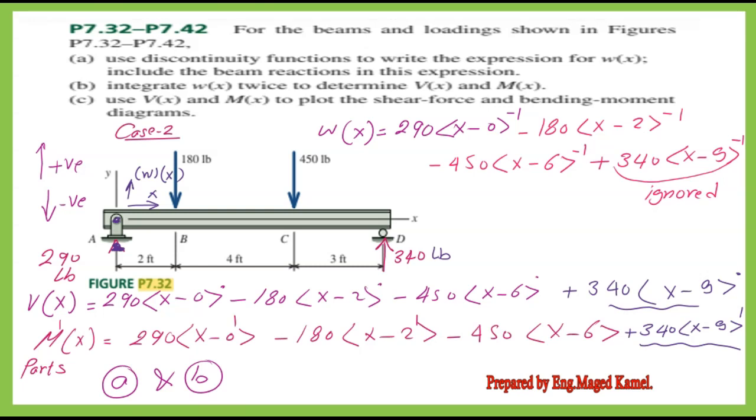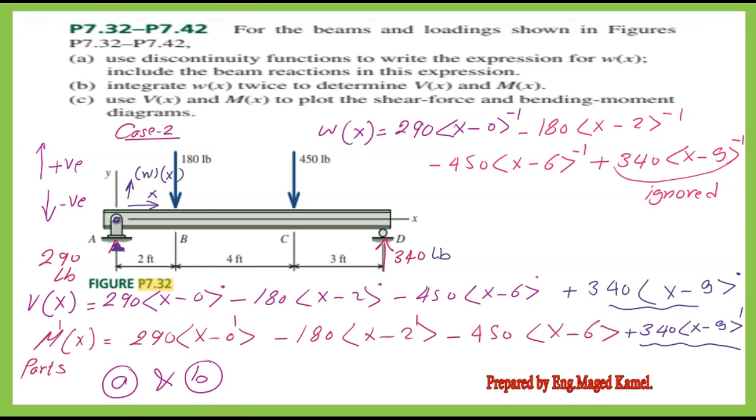W of x equals 290 multiplied by x minus 0 raised to the power of minus 1, minus 180 multiplied by x minus 2 raised to the power of minus 1, minus 450 multiplied by x minus 6 raised to the power of minus 1, plus 340 multiplied by x minus 9 raised to the power of minus 1. The last reaction will be ignored in the calculation since it represents a step function for distances bigger than 9 feet.